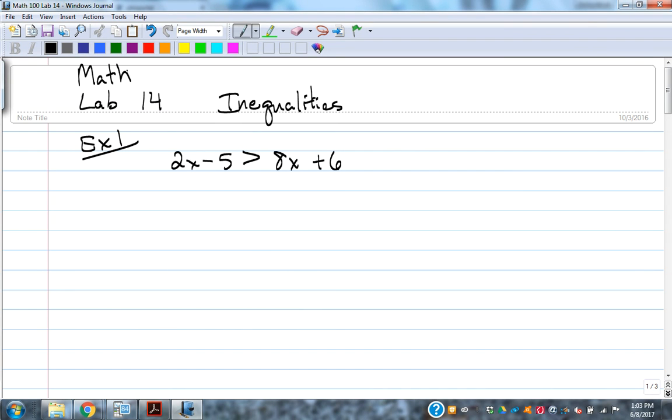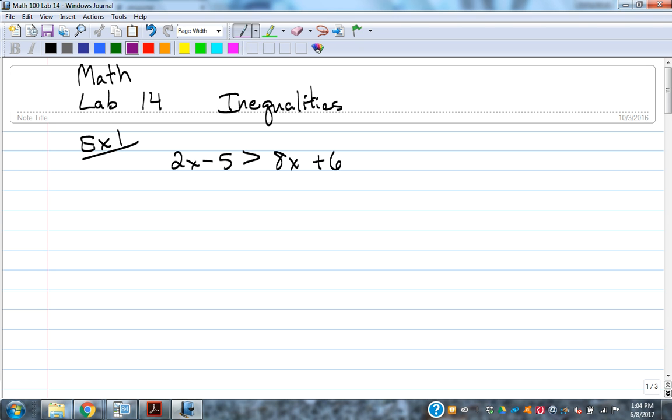Lab number 14. Talk about solving inequalities today and writing our answers in set notation, interval notation, and graphing them. So let's look at this first example. Solving inequalities, just like solving equations, the only thing we need to remember is that if we multiply or divide by a negative to solve the problem, we flip our inequality symbol, turn it around.